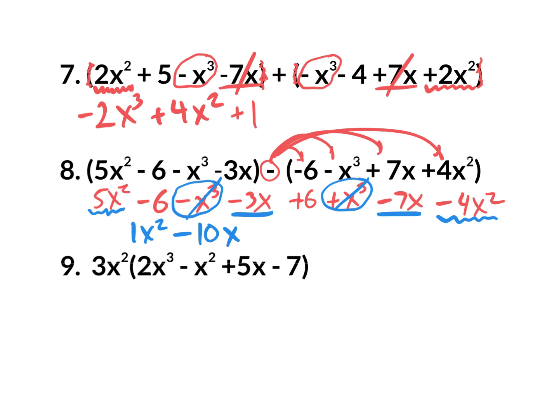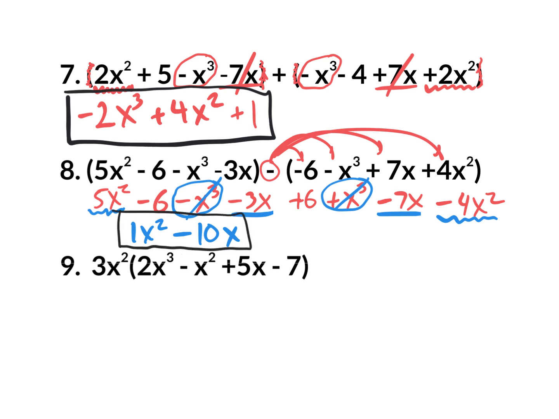So those are the 2 answers. Here's the answer for adding the polynomials up there, and here's the answer for subtracting the polynomials. The big difference is that if you have a minus sign, you have to distribute before combining, because that's going to change all the signs. But if you distributed a plus sign, it doesn't change anything, so you could just start combining right from the start.